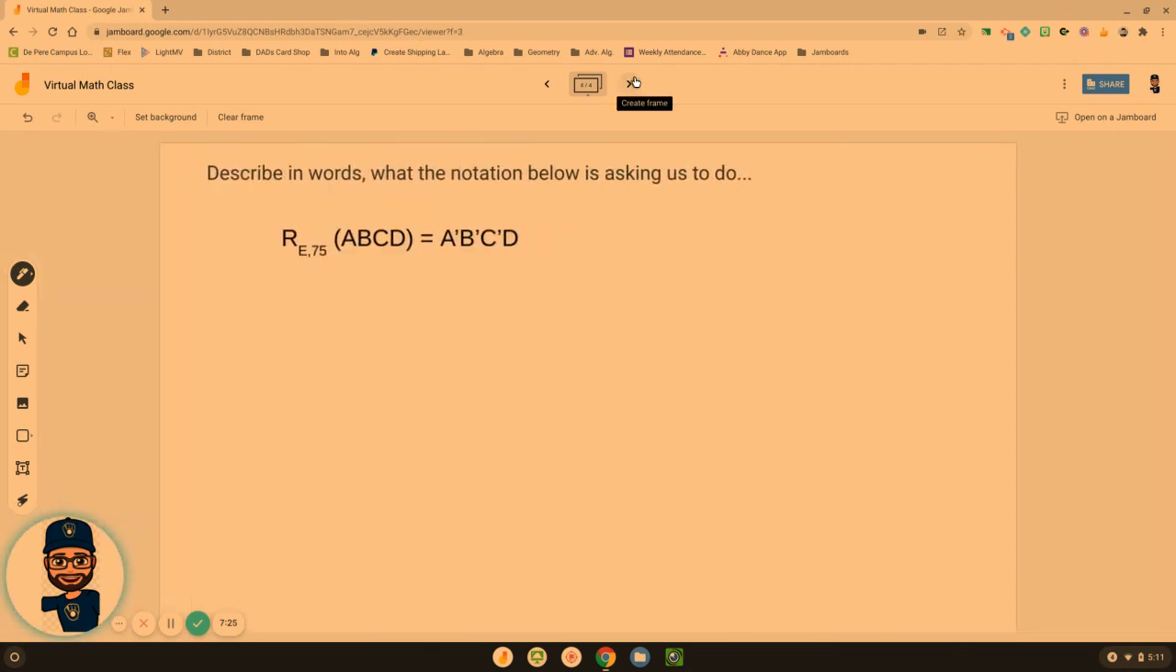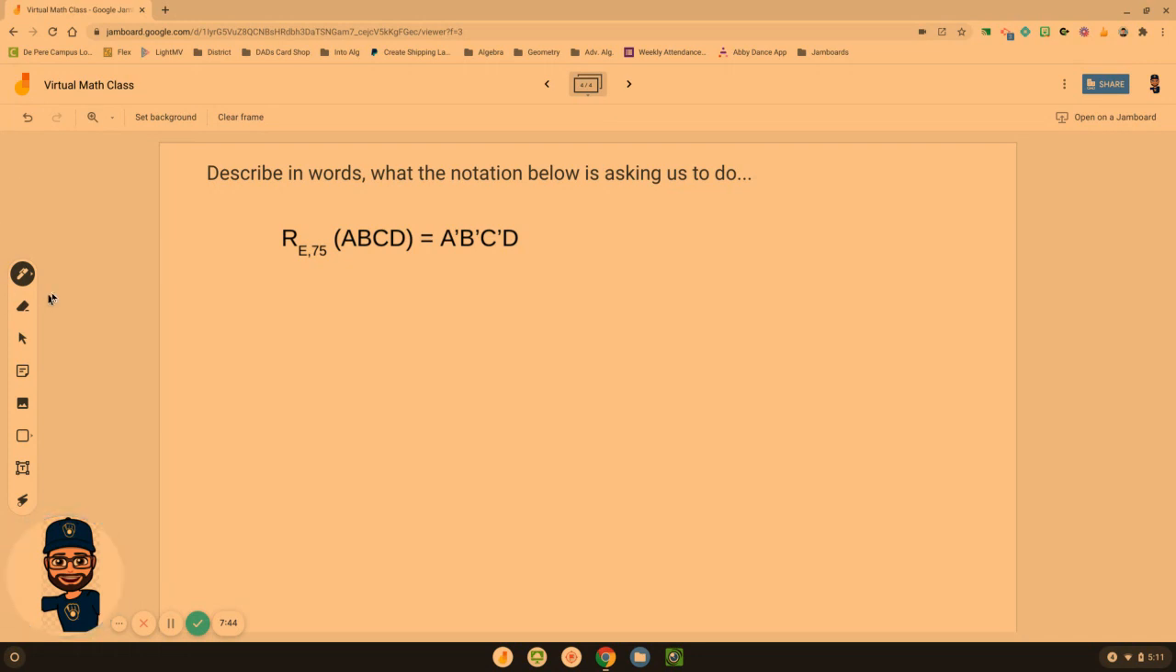All right, here's our last example. We're just working on notations today. So what I want you to try and do is describe in words what is happening with this rotation. What's happening here? Pause the video, see if you can answer the question here on Edpuzzle.